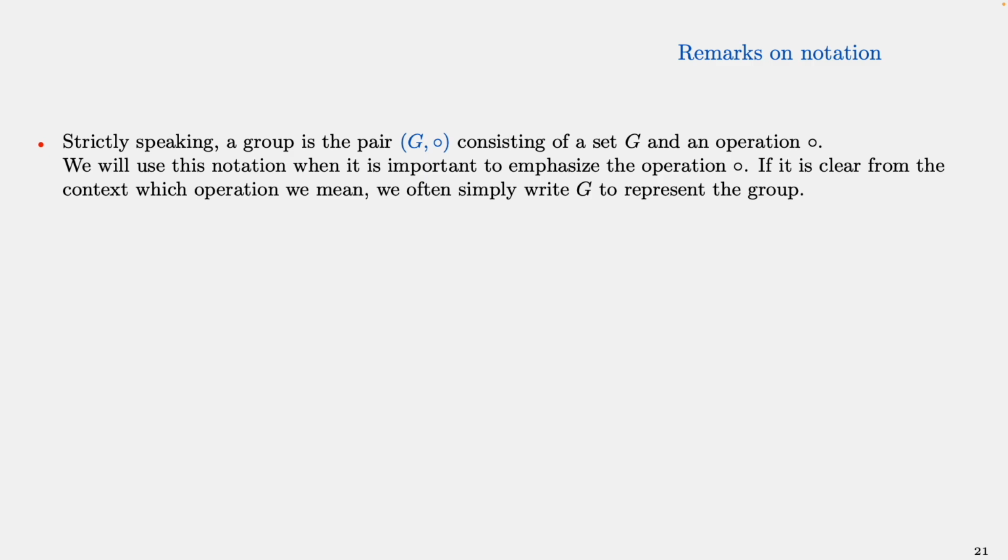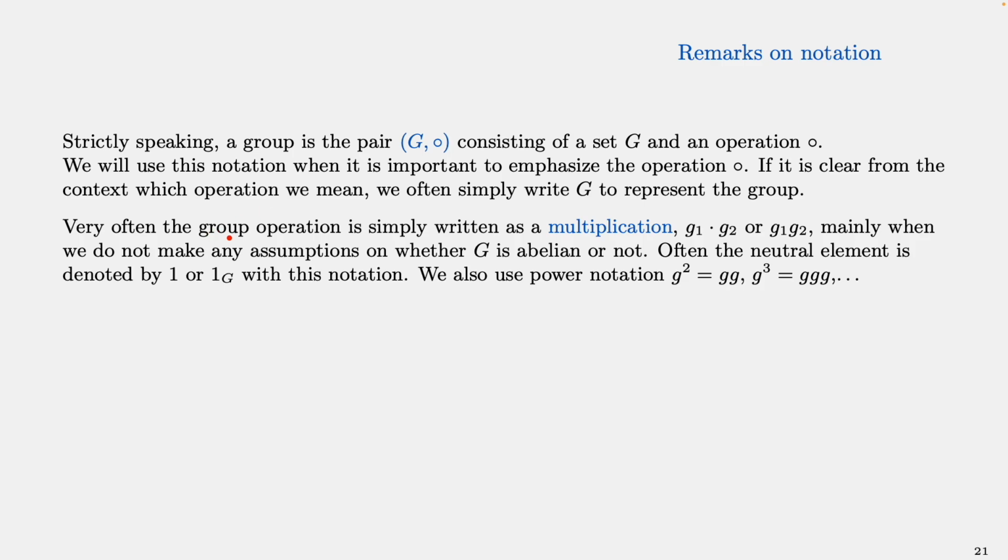And a few remarks on the notation so you don't get confused in this course or when you read up in the literature. Strictly speaking, a group is a pair of 2 things, namely first a set G and second the operation on this set. And I will use this pair notation when it's important to emphasize the operation here, but very often I will write simply G to represent the group when it's clear from the context which operation we mean, or if it simply doesn't matter which operation we mean.